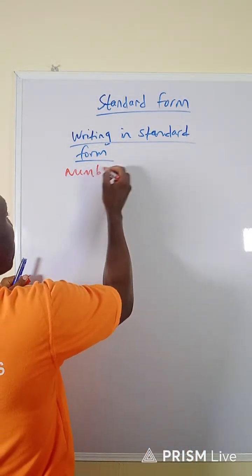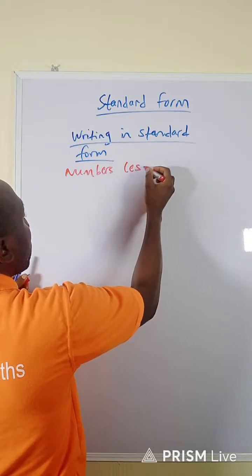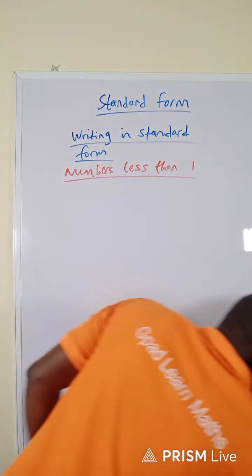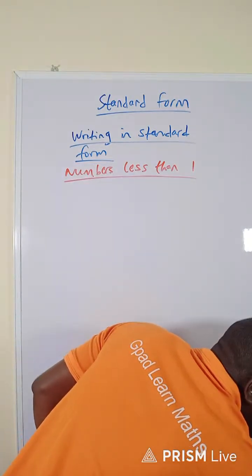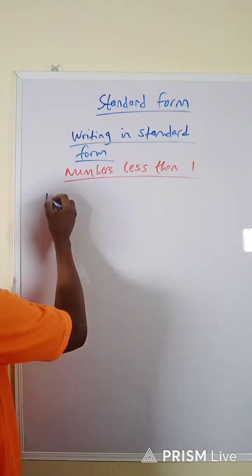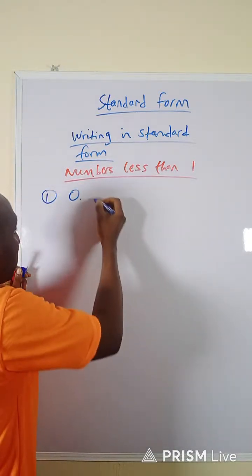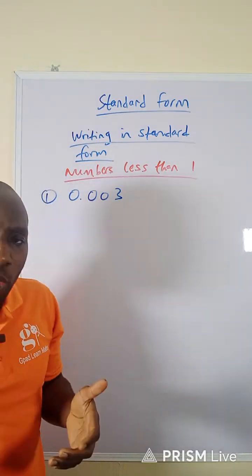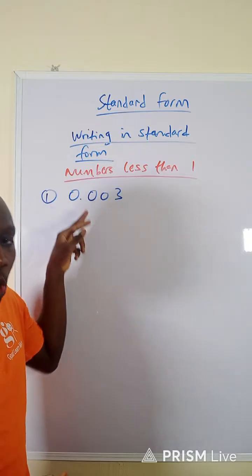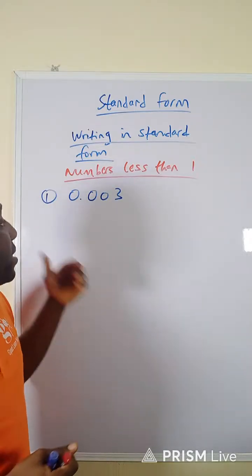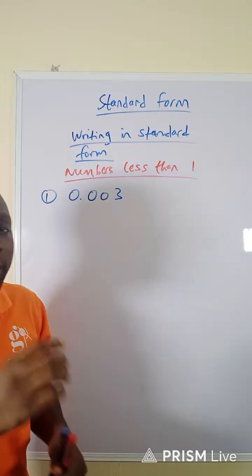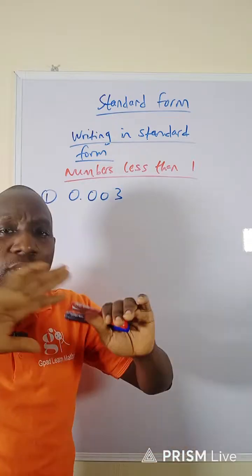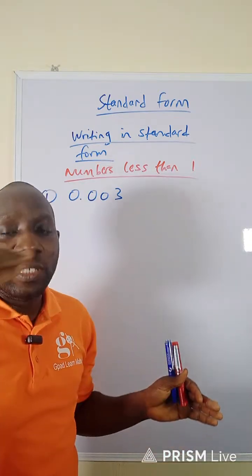Now, numbers less than 1. Okay, let me see if I have some examples here. I've got something here. So number one, 0 point. Again, I can just write anything, but it has to be less than 1. How do you know if it's less than 1? Easy: anytime you have 0 point, just know that this is less than 1. And when you are writing it in standard form, the power will be negative. That's the only difference between numbers less than 1 and the ones greater than 1.